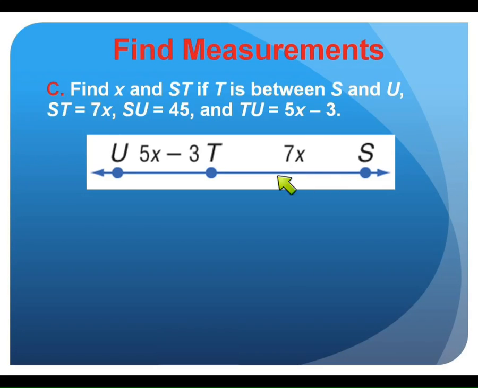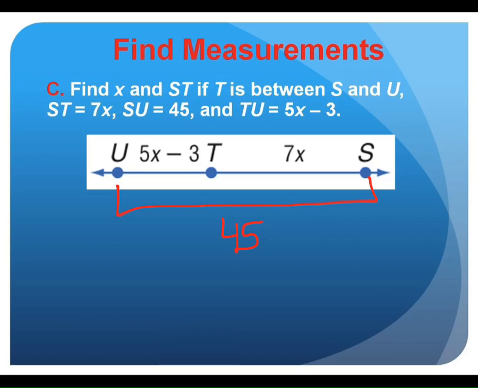They labeled ST for us as 7x. SU is 45. That's not labeled in this picture. From U to S or from S to U, it's the same thing, is 45. So I'm going to go ahead and label that. From here to here is 45. It didn't tell me inches or feet or anything yet, so I'll just leave it at that. And then the other piece of information it told me is TU, this piece, is 5x minus 3.